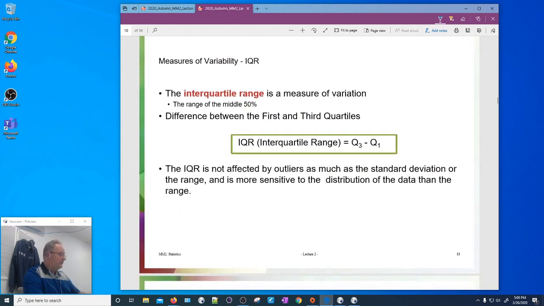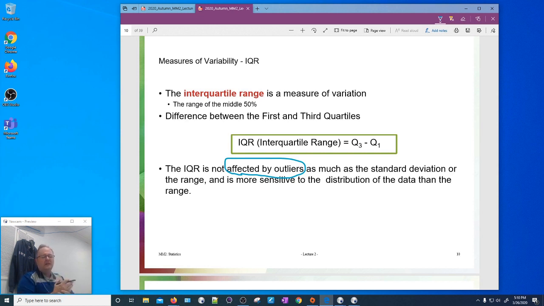So the interquartile range, as I've already said, is the difference between Q3 and Q1, and it characterises the data again. It's just another measure of variation, and it quantifies the middle 50% of the data. The interquartile range is not as affected by outliers, so we say it's insensitive to outliers, and the median was a bit like that too, wasn't it? The median wasn't affected so much by outliers as the standard deviation or the range are. I mean, the range hardly tells us anything at all. So it's more sensitive to the distribution of the data than the range.